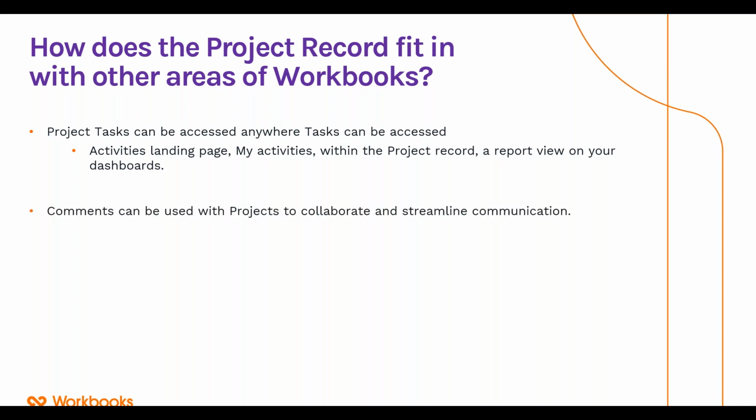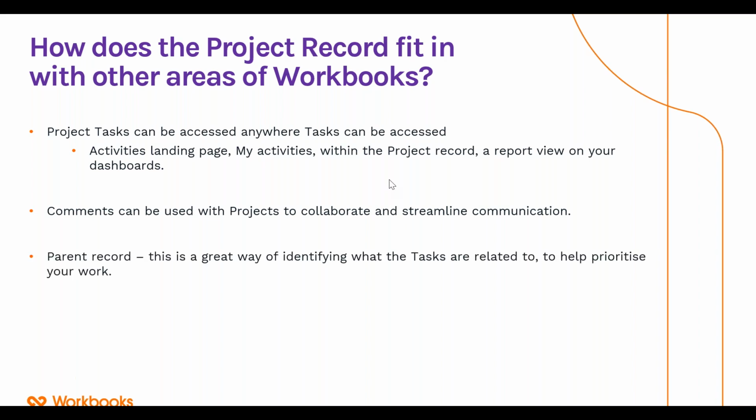One thing I haven't mentioned yet is the fact that comments were released in September as well, and project records are some of the records that can be commented on, and this might be a great way of collaborating with other people within your business who are working on your projects when you need to get updates. And then finally, the parent records, as you saw within the grid view when we looked at the landing page for activities, there was a column that shows parent record. It's just a very quick and easy way to identify what the tasks are related to, to help you really prioritize what you're working on.